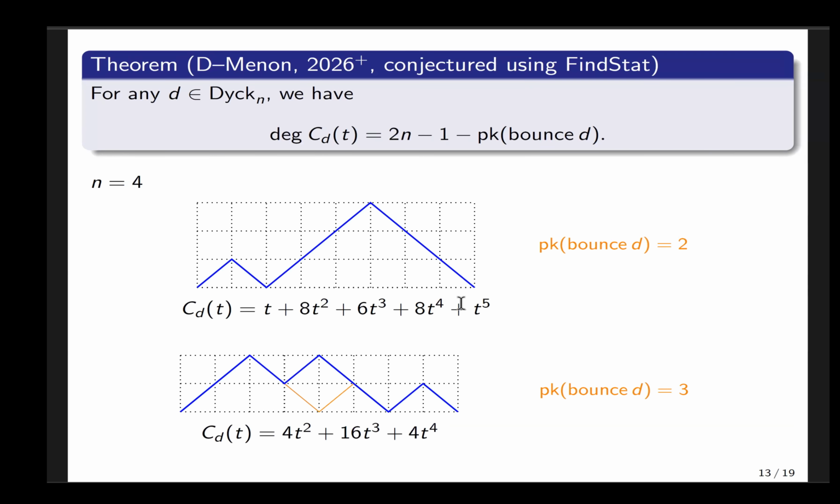PK is the number of peaks of the bounce path. So the explanation to the example from before, why these two degrees differ, is because the two bounce paths corresponding to these dig paths differ in terms of the number of peaks. So one has 2 peaks and one has 3 peaks, and that explains why the degrees are different. But of course, then you can wonder other things.